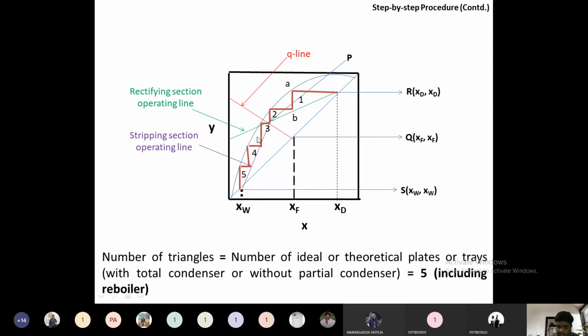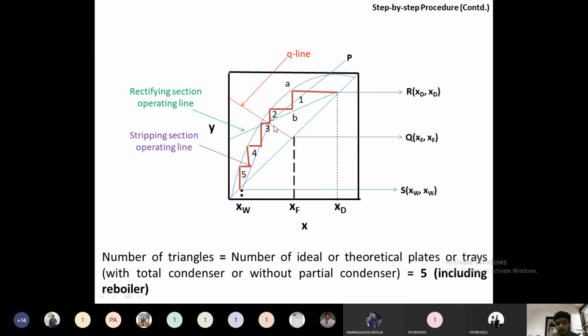Up to this point, how many triangles are coming in the graph paper? That many triangles we have to count from top to bottom. So the first one is this one, then the second one, 2 triangles, 3, 4, 5. Complete triangles we have to count. So 5 triangles are there here.